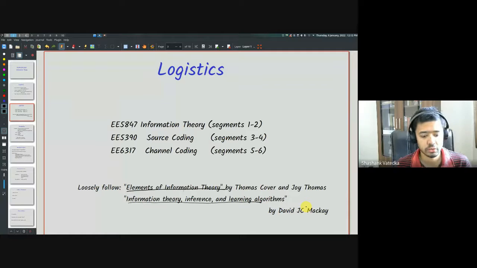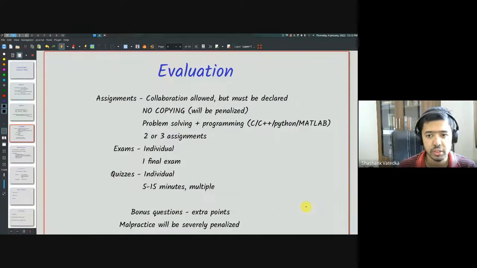All right. So as I mentioned, the evaluation will involve assignments, exams, and quizzes. For assignments, you're allowed to discuss with each other, but you should hand in your own copy. Copying is strictly not allowed. You can discuss the ideas behind solving problems or assignments, but you have to write the assignment in your own words. And assignments will involve both mathematical problem solving as well as programming.